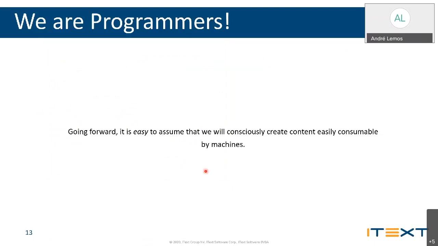So we can create documents that are easily consumable by machines, easy peasy. Let's just follow the guidelines as we are creating our documents, either programmatically or otherwise. There are tools that warn us if we are doing it right or not. It's so easy.